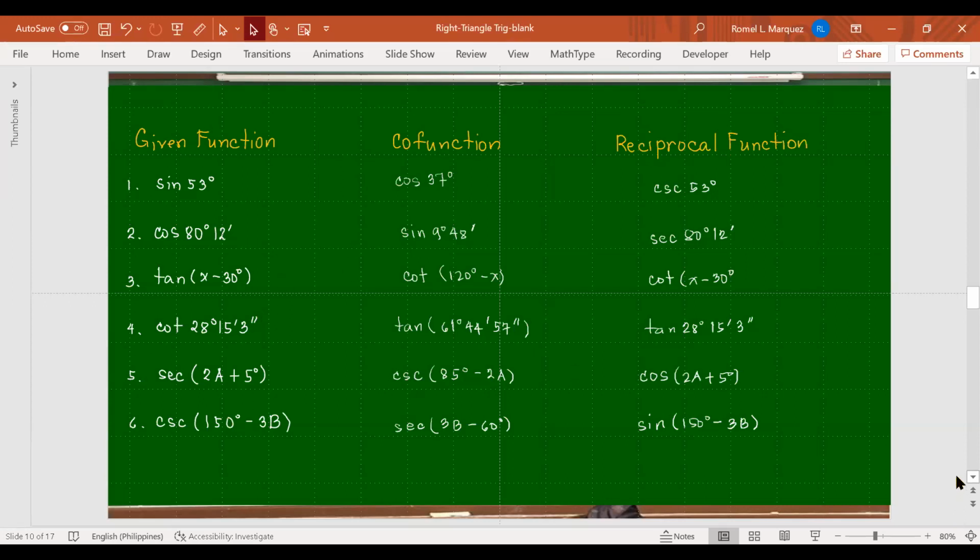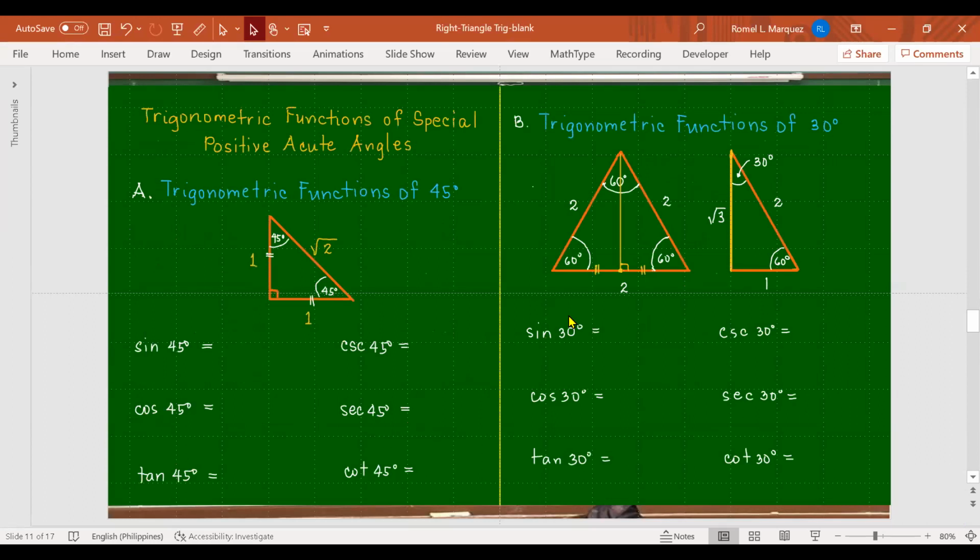Okay, let's proceed. Oh, we still have how many minutes? Trigonometric functions of special positive acute angles. So what do we mean by this? Trigonometric functions of 45 degrees, 30 degrees, and 60 degrees. These are positive acute angles that are special, meaning we can compute their function values exactly.